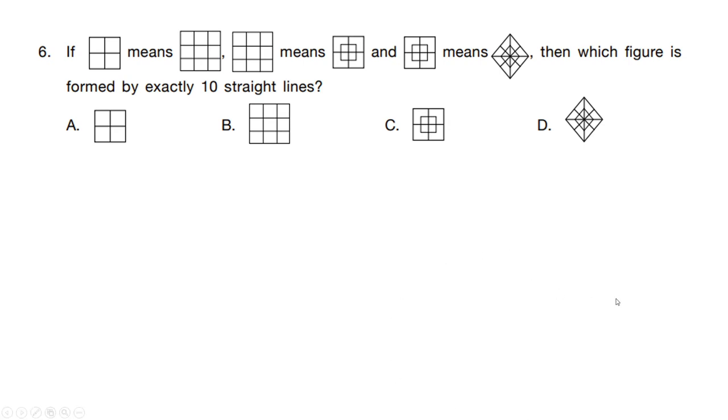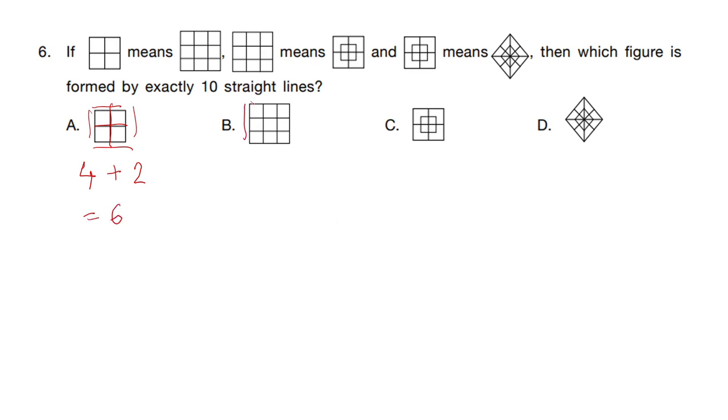Now let's try to solve this question. Let's first find, from the options, the figure which has 10 lines. The first one is made of a square which has 4 sides, so there is 4, and there are 2 center lines dividing the square into equal quadrants. So that makes it 4 plus 2, which is equal to 6 lines.